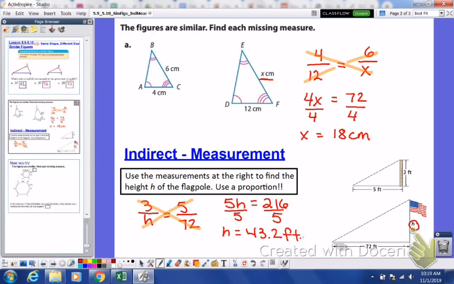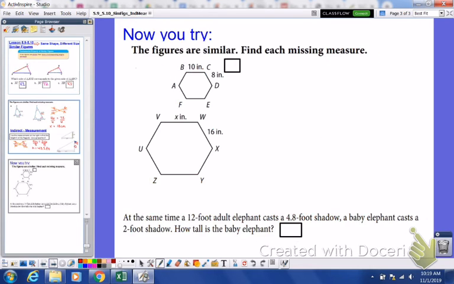All right, now that we have gone through a few examples, let's give you guys a shot. First example, the figures are similar. Find each missing side. So here's a missing side right there. Make sure you set up a proportion and show your work. And the second one, an indirect measurement. At the same time, a 12-foot adult elephant casts a 4.8-foot shadow. A baby elephant casts a 2-foot shadow. We want to know how tall the baby elephant is. All right? It's the end of chapter 5.